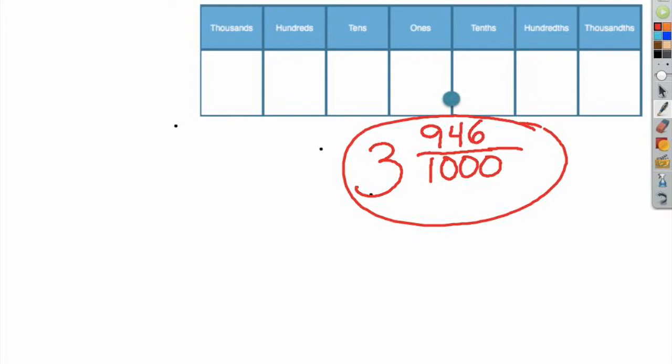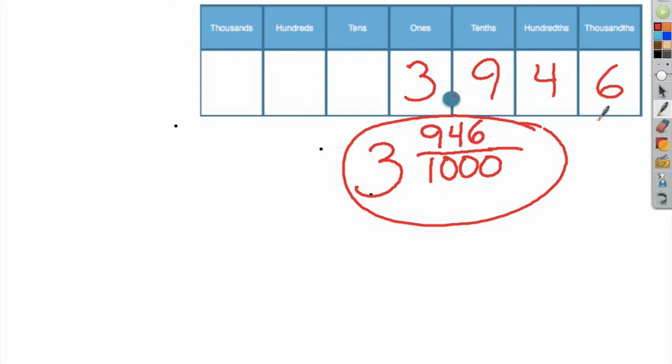So you said 3. Did you say 30? Did you say 3,000? Did you say 300? You said 3, right? So just start simple. Break it down. 3. What was the second thing you said? And. That means you're going to have a decimal. 946 thousandths. And I couldn't trick you guys because just about everybody had the right answer going on their desk.